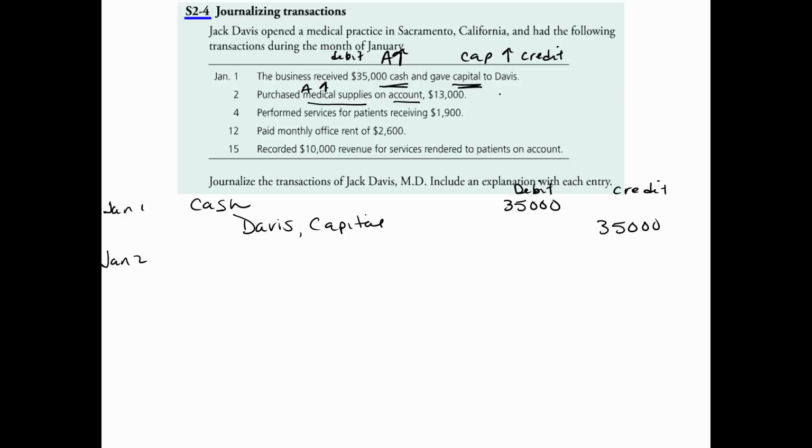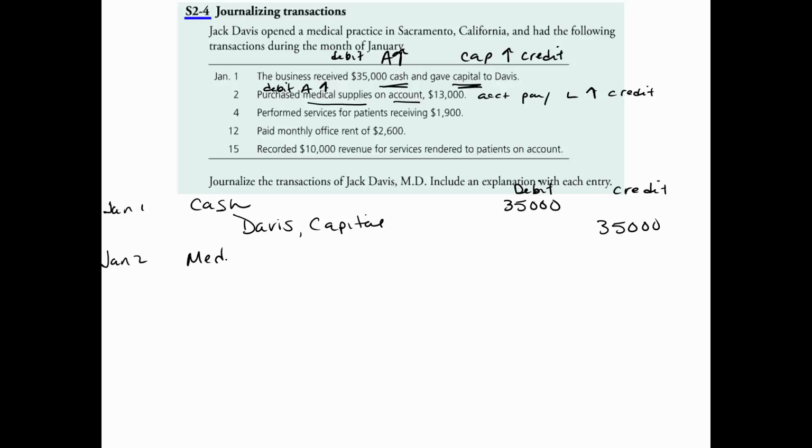If I purchased them on account, I owe the money, so that's accounts payable, and that's a liability, and the amount I owe is increasing. So to increase an asset, medical supplies will be my debit. To increase a liability, I would credit that, so accounts payable will be my credit.